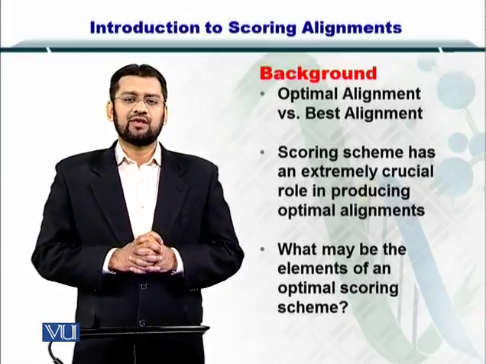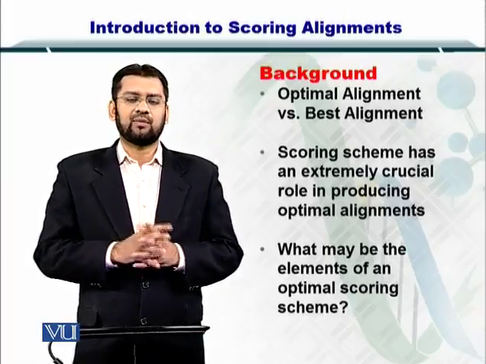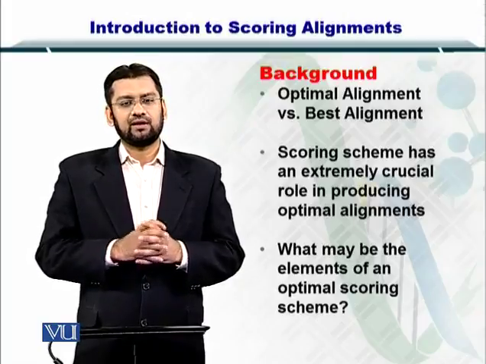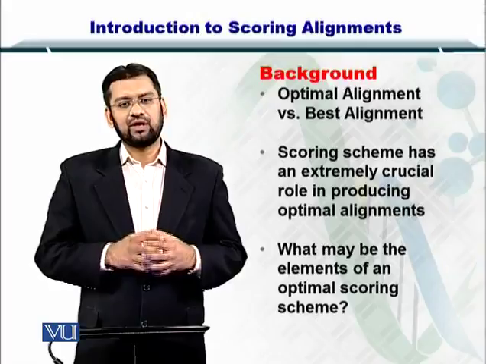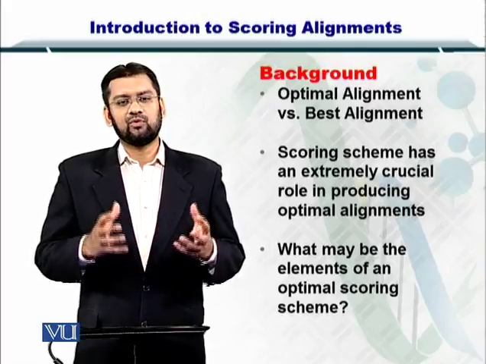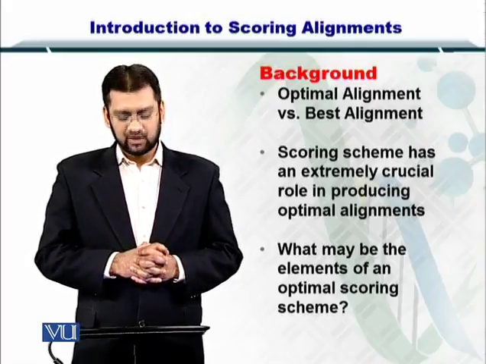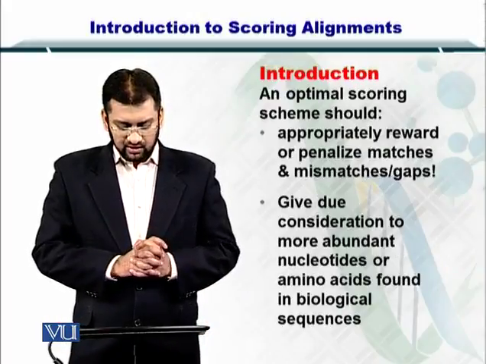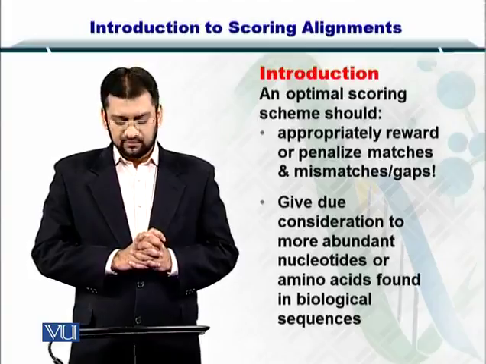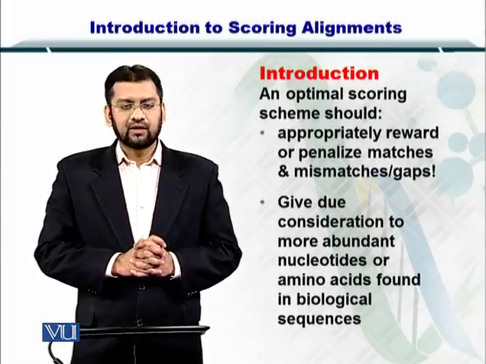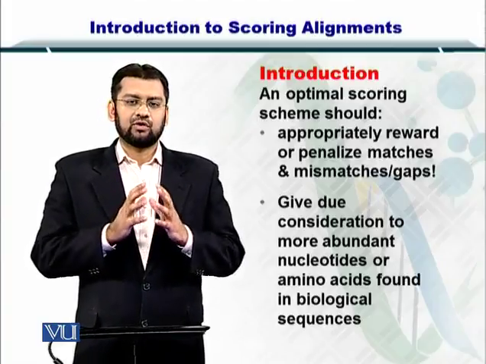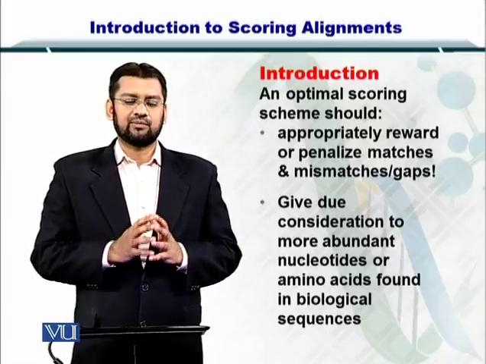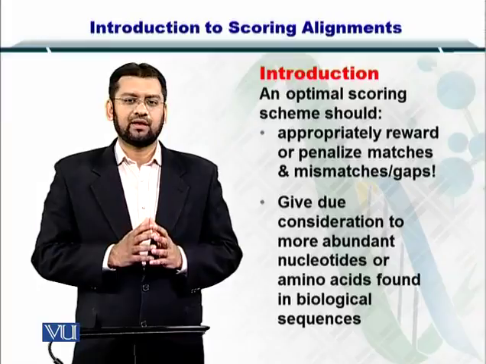So the scoring schemes that we have employed for the optimal alignments till now have been very simple. And I want to explore how we can make these scoring schemes more realistic with you in this module. So the optimal scoring scheme should consider a concomitant or a matching reward for nucleotide substitution and matching.